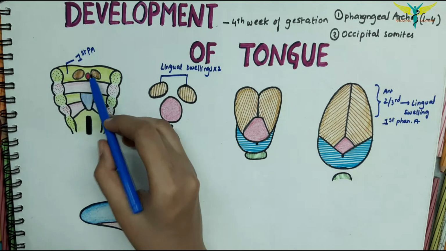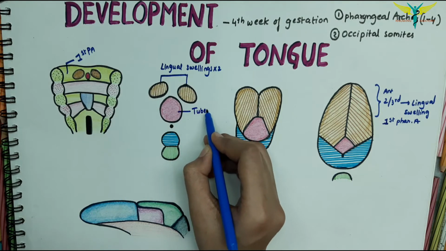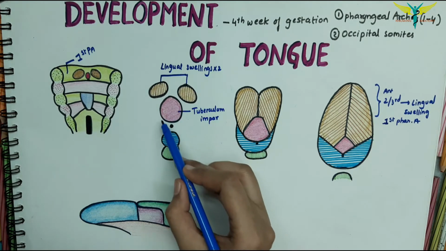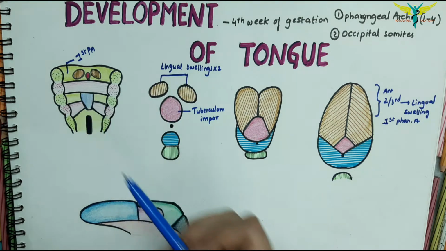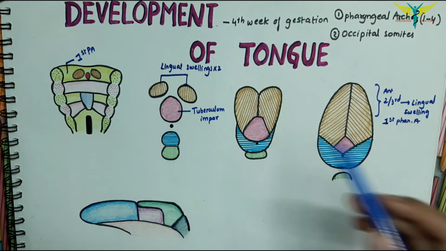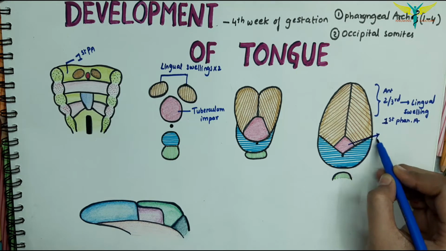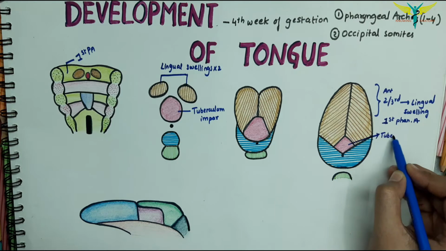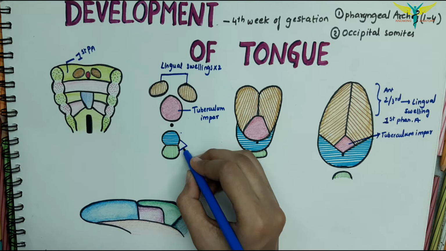Now coming to the medial swelling, this is the tuberculum impar. It is a single medial swelling that is also derived from the first pharyngeal arch, and it contributes to the mucosa of the anterior 2/3 of the tongue. So the anterior 2/3 is formed by the lingual swellings and the tuberculum impar. Impar means unpaired.